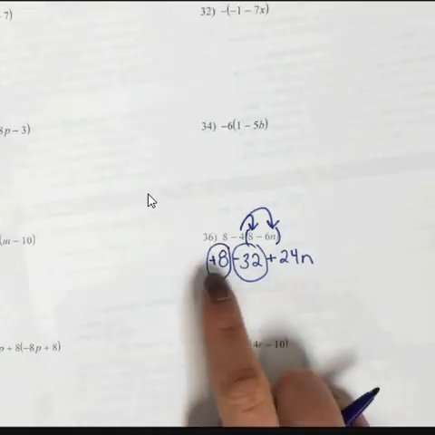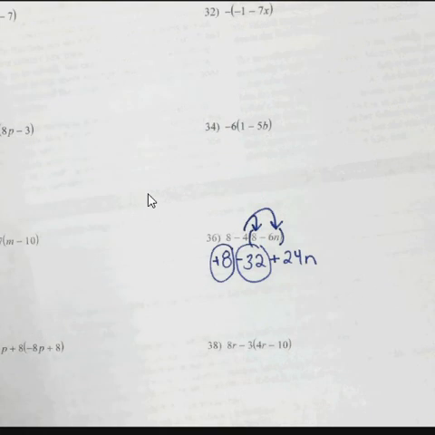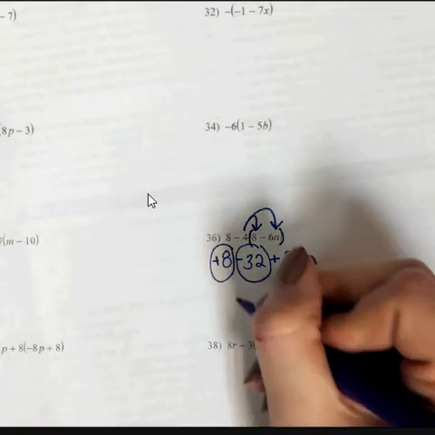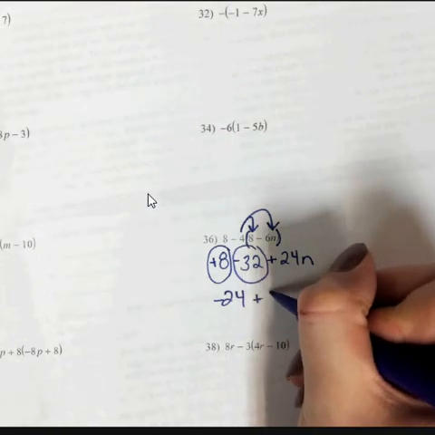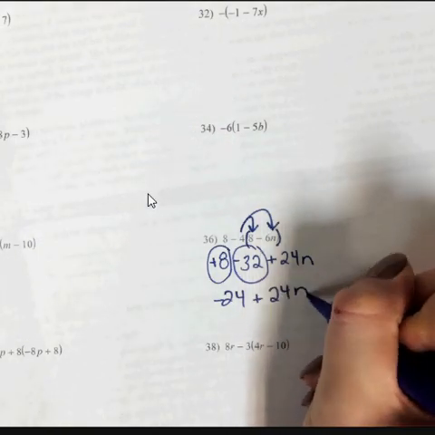Because this is like I have $8, I owe 32. So total, I still owe $24. So I have negative 24 plus 24n.